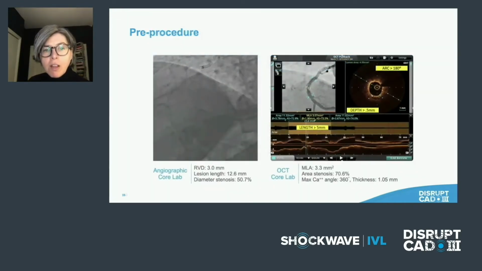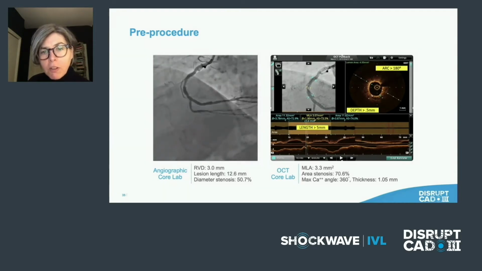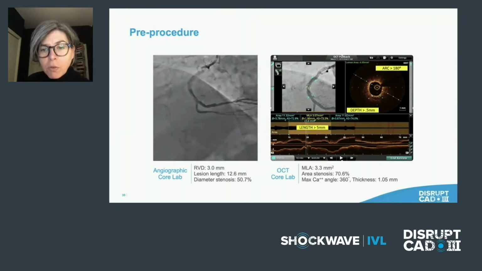So here's an example case from the sub-study. You can see in the angiogram on the left, there's a severely calcified lesion in that mid-right coronary artery. And you can see from the OCT co-registered image on the right-hand side that the MLA was 3.3 with a maximum calcium angle of 360 degrees and a thickness of over 1 millimeter.